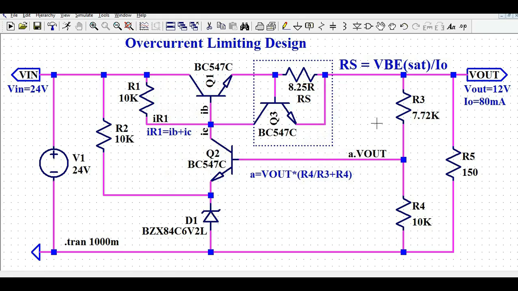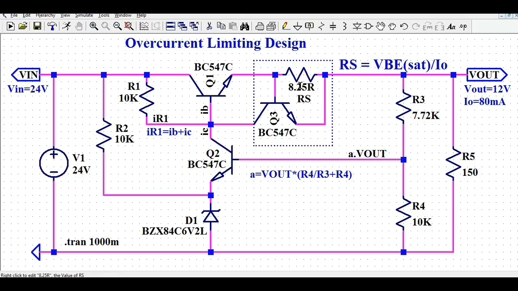And if you look at R3 and R4, these are the feedback resistors which help to get a stable output of 12 volt. And this is the load resistance R5, which is 150 ohm.